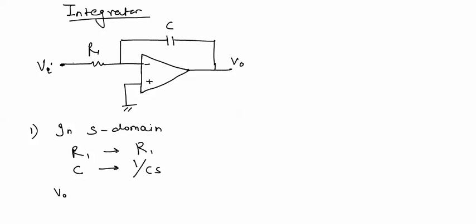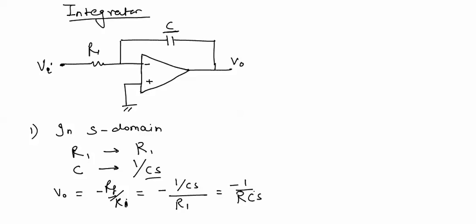sorry, this is Vi, can be written as V0 equal to minus RF upon R1. Note that this is impedance and this is not an impedance. Its impedance will be 1 by CS. So V0 will be equal to minus 1 by CS upon R1, will be equal to minus 1 upon R CS into Vi. Sorry, this will be multiplied with Vi.